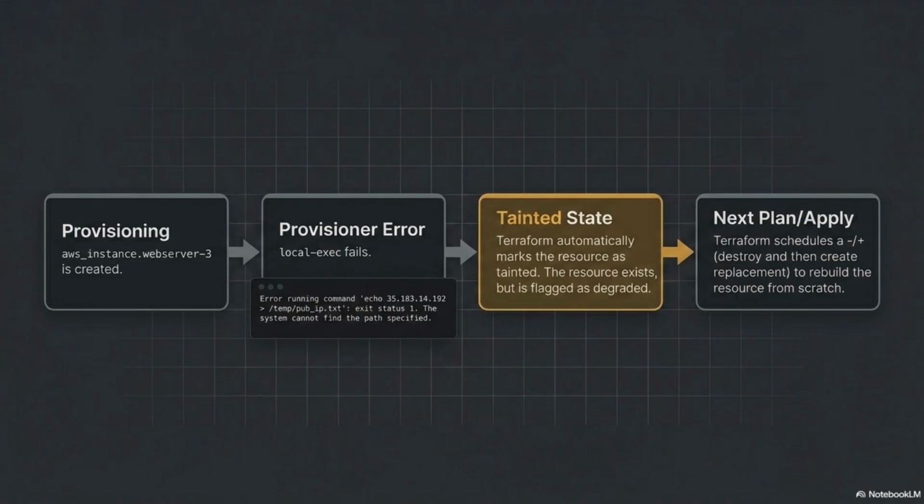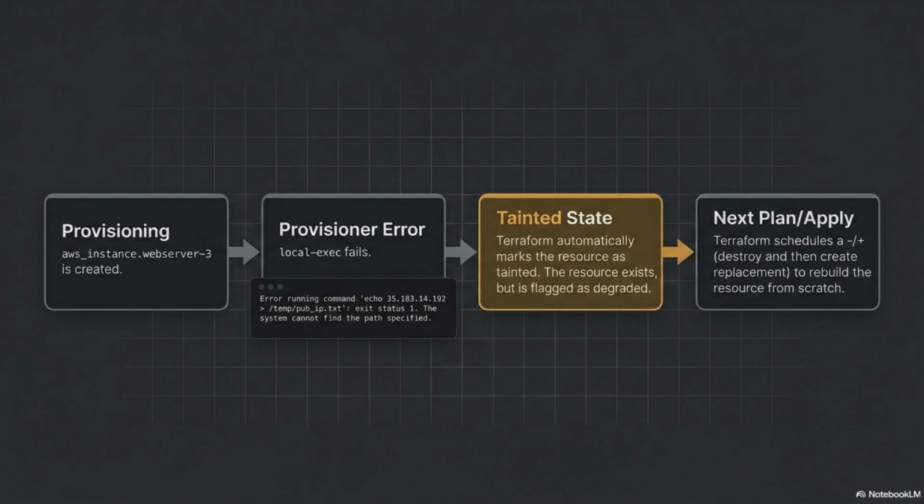Step 3. This is the critical moment. The resource physically exists in AWS. The EC2 instance is running. But Terraform knows the provisioner failed. The resource is in a degraded state. So Terraform automatically marks it as tainted.